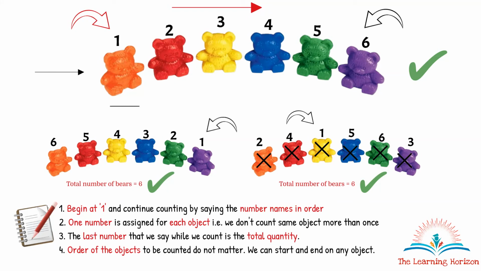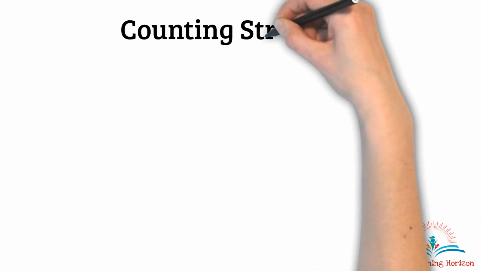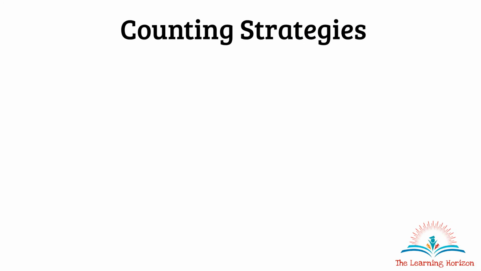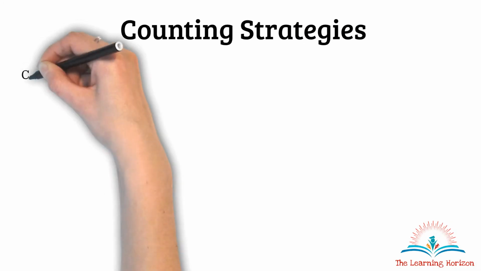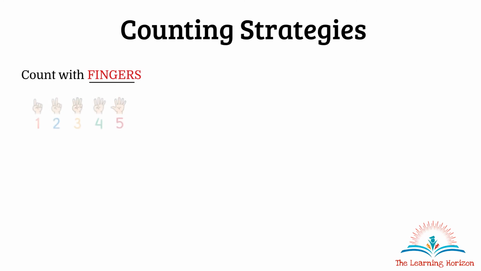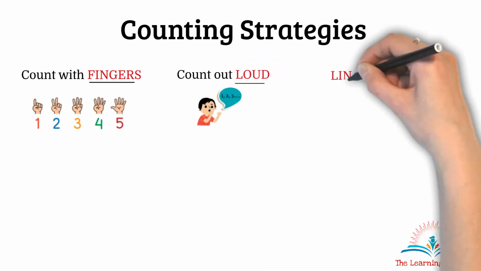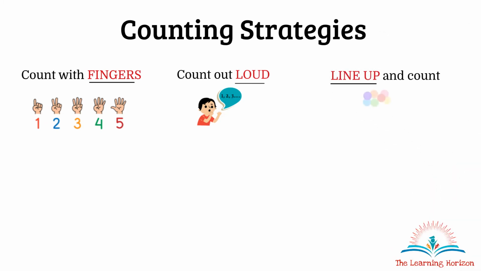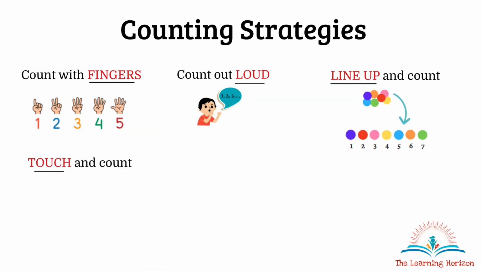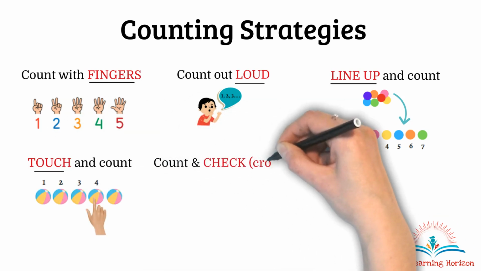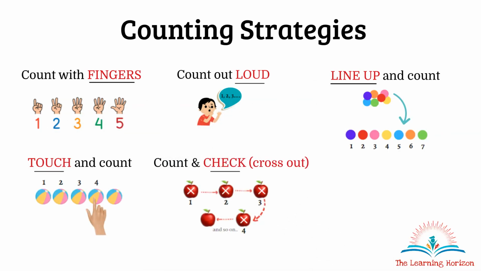When kids begin to learn counting, they tend to lose track of objects that have already been counted. So they can use few counting strategies to help them. Let us look at few of such strategies. Count with fingers. Count out loud. Line up and count. Touch and count. Count and check. Count and scoot.